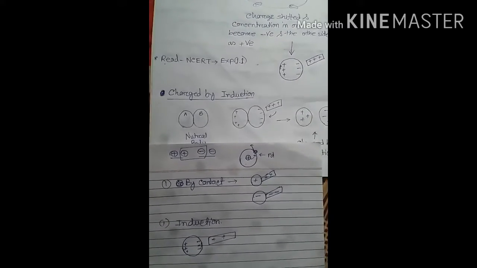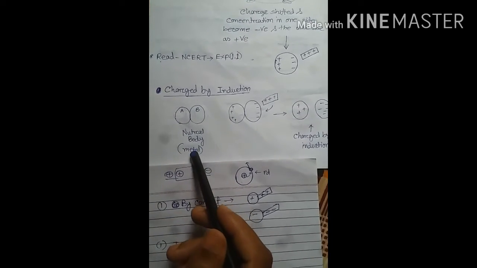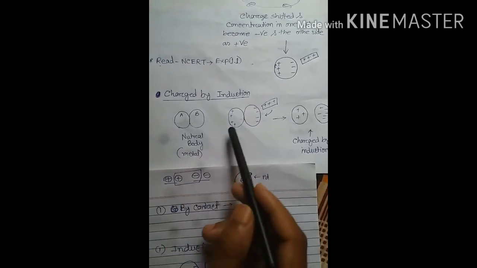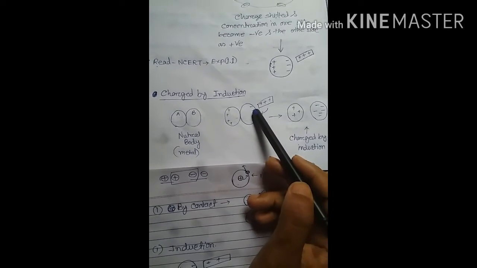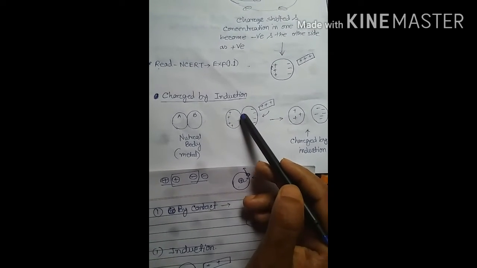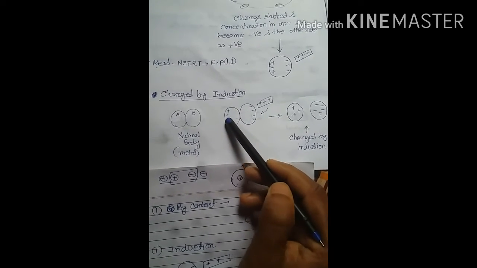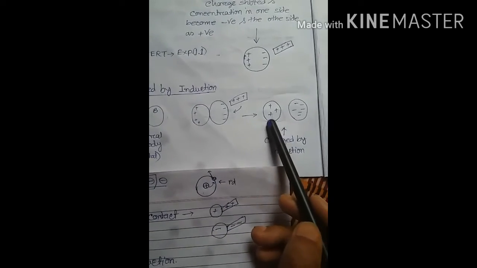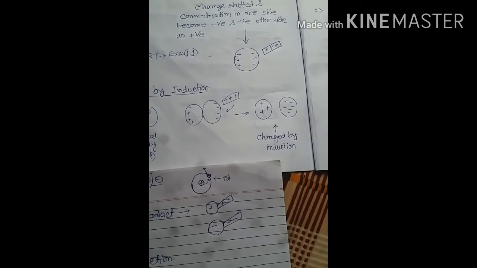I have shown an example here. Suppose these are two neutral bodies, obviously metal, and they touch each other. If we bring a positive charge closer to these bodies, then the closer point will be negative and the outer point will be positive. Since they are touching each other, the charge gets displaced from here and accumulates on the other side. Now if we separate these bodies, then these two bodies will be separately positively and negatively charged, and this is how we can charge a body through induction.